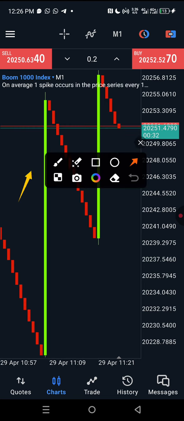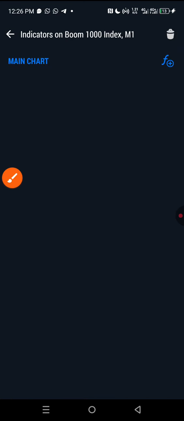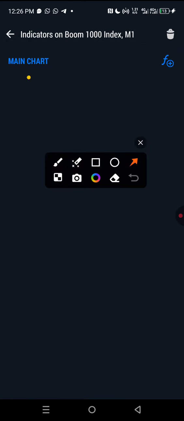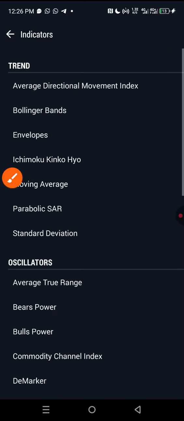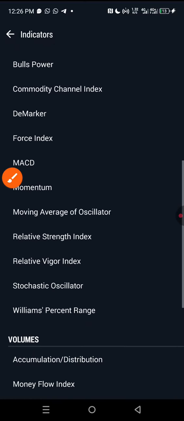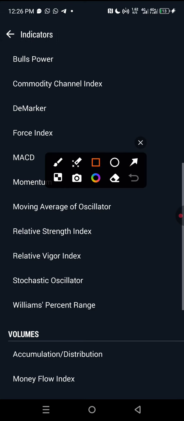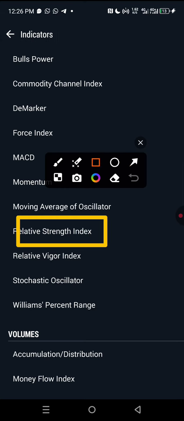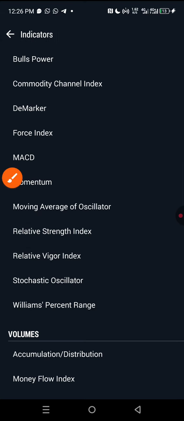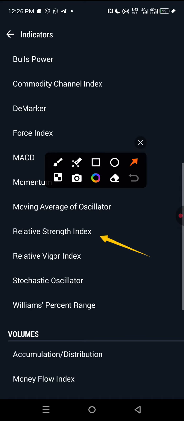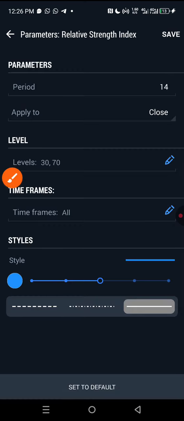Then go to your indicator. Tap on it. You will see main chart. Under main chart, F plus, click on the F plus on the main chart. Scroll up and look for relative strength index. Are you seeing it? So that is what you choose, relative strength index. Tap on it. All right, once you tap on it, it will be on a default mode like this.